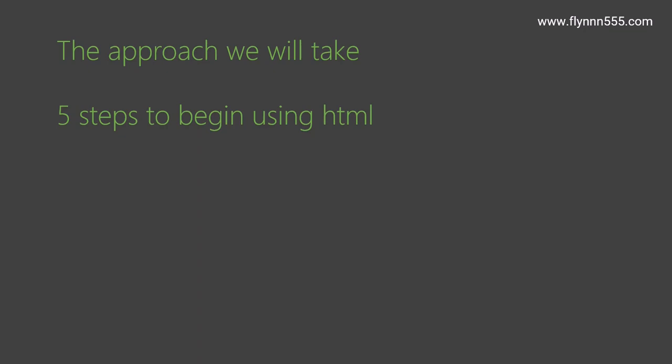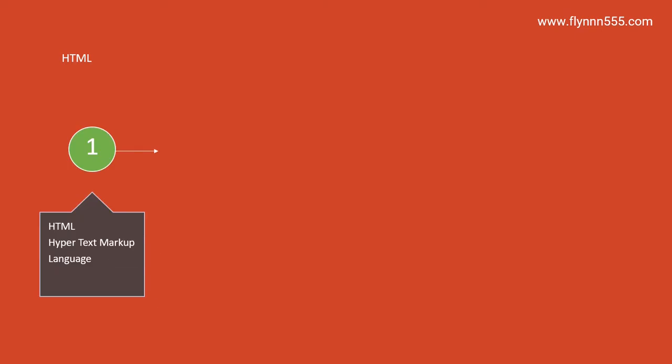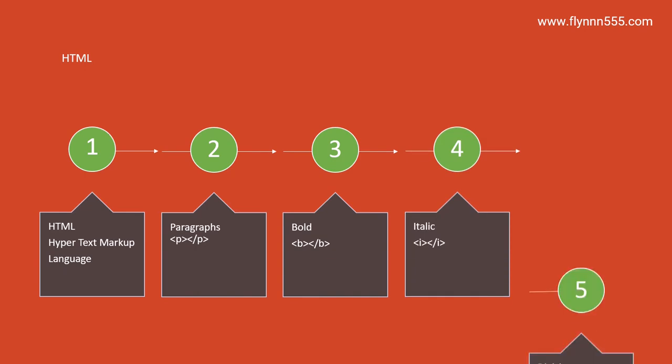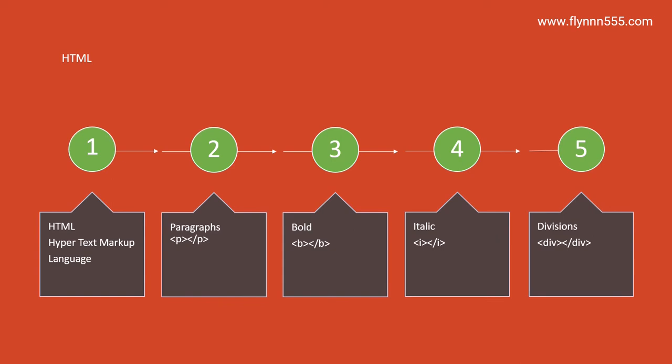The approach: we'll use these 5 steps to begin learning how to use HTML. Step 1. We'll learn that HTML stands for Hypertext Markup Language. We'll learn how to use paragraphs. We'll learn how to use the bold tags. We'll learn how to convert text into italic. And we will learn the all-important division or div tags.